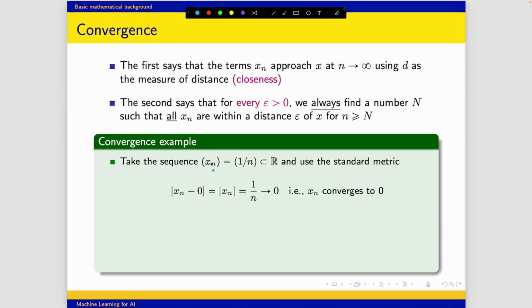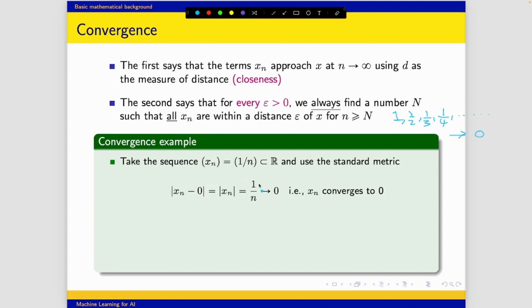So this sequence is precisely the sequence 1 over n. So for n equals 1, 2, 3, 4, etc. So the first term will be 1. 1 over 1 is 1. And then we're going to have a half, and then a third, a quarter, etc., etc. And you can see that these numbers are approaching the value 0.